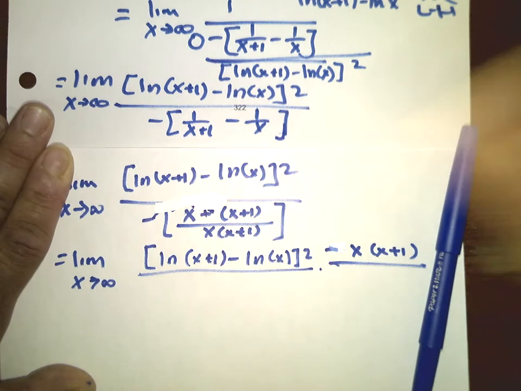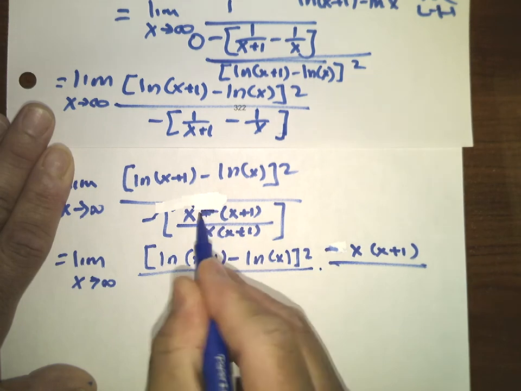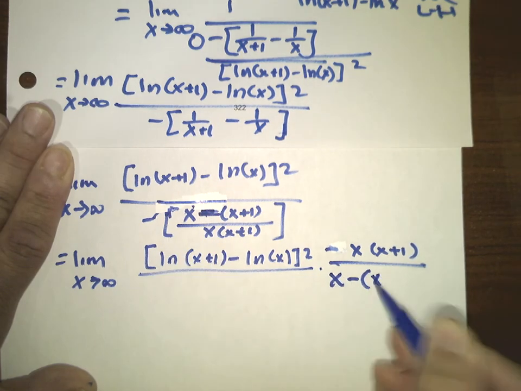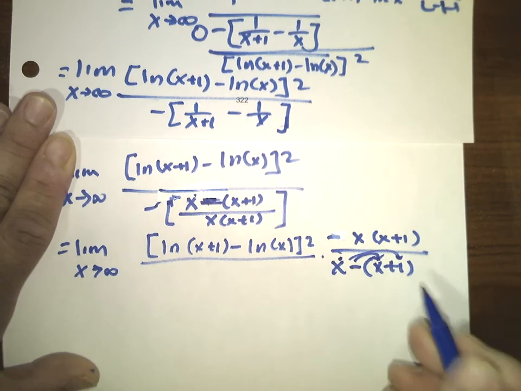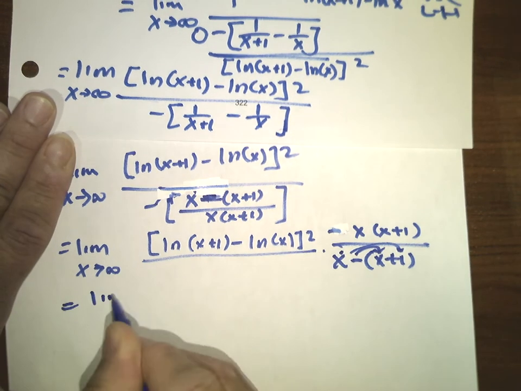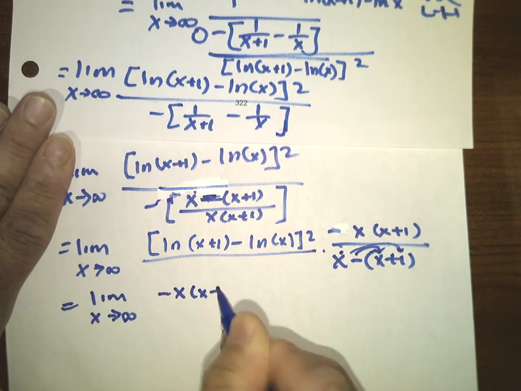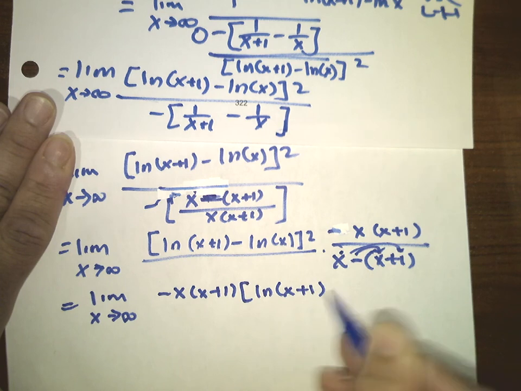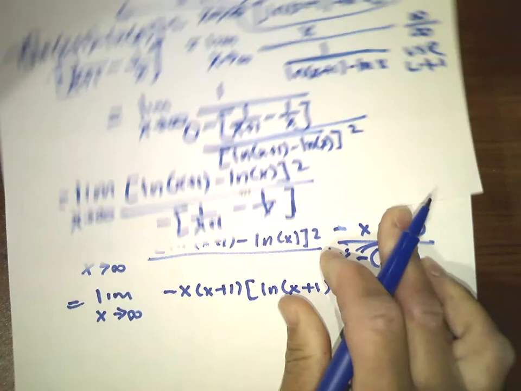I won't even put you through all that hassle. I thought that I might, but I don't really want to. So x minus x plus 1, then distribute this. So we have just a 1 in the denominator. So this is the limit as x approaches infinity of negative x times x plus 1, and then times the natural log of x plus 1 minus natural log of x, squared.